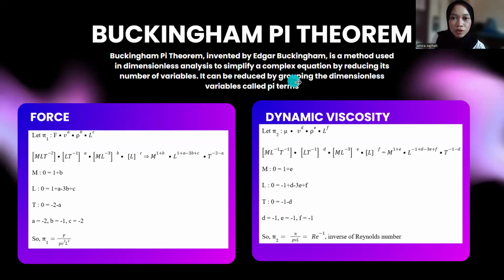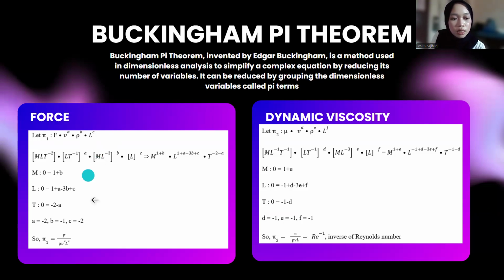So Buckingham-Pi theorem, what is it? Buckingham-Pi theorem was invented by Edgar Buckingham. It's a method used in dimensional analysis to simplify a complex equation by reducing its number of variables, and it can be reduced by grouping the dimensionless variables called pi terms. So after we subtract the number of dimensions used from the number of variables, we have a total of 2 pi terms that need to be found.